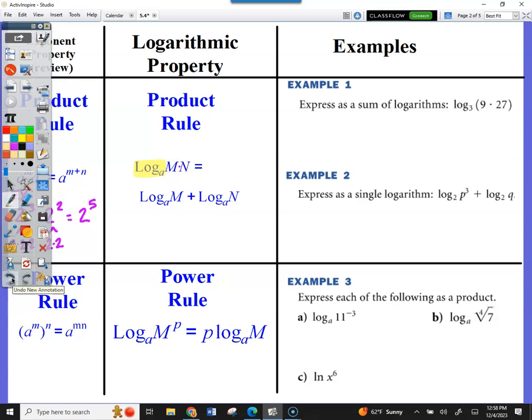If you need to, you can put parentheses in here. I'm trying to write it to blend in. You can put parentheses in there. That looks terrible. There we go. I changed the pen.